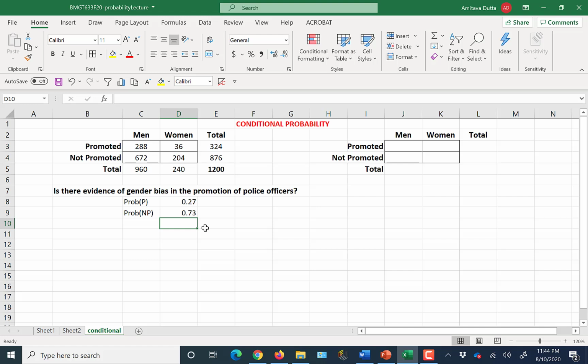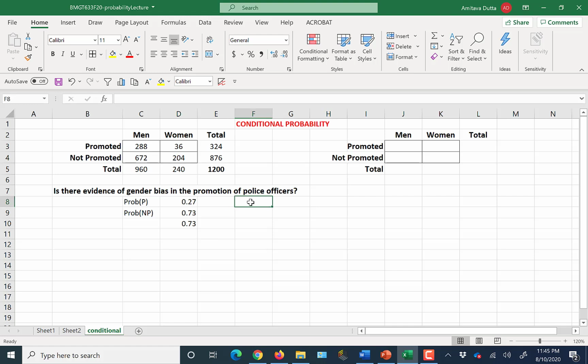I can confirm this in another way. The probability of not being promoted: 876 didn't get promoted, right? So out of the 1,200, 876 did not get promoted. So the probability of not being promoted is 876 divided by 1,200, and you see that to be 0.73. So everything lines up, it matches. Now let's look at it again in another dimension, the breakdown by promoted and not promoted.